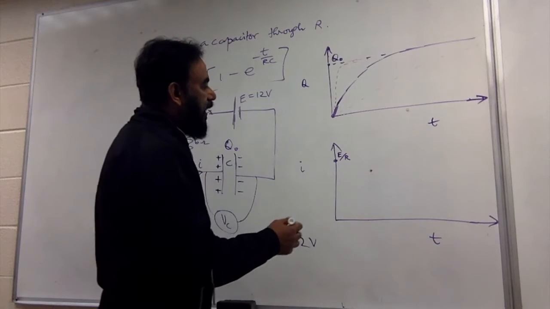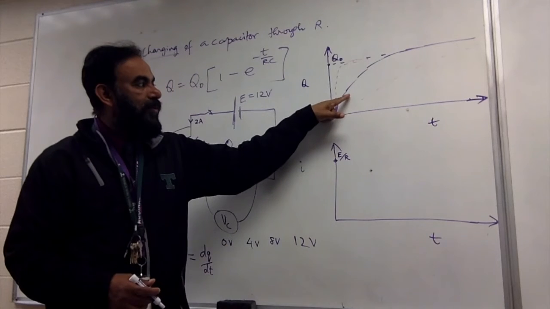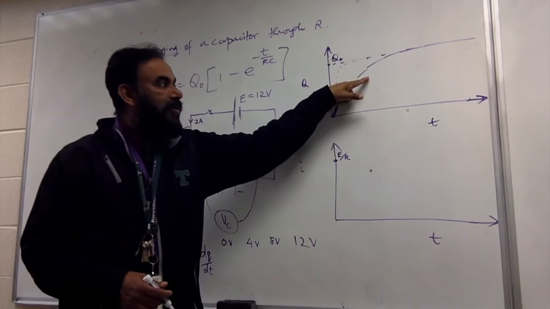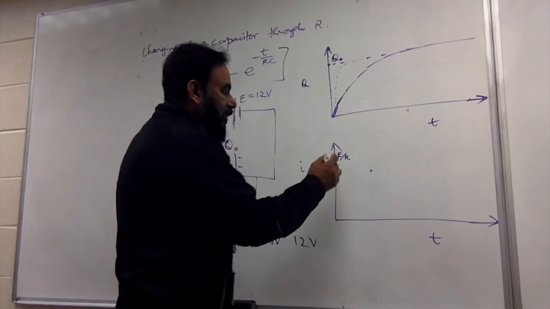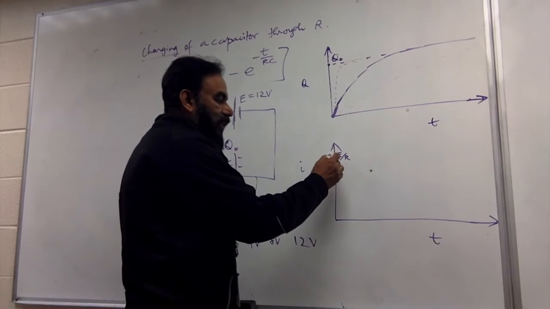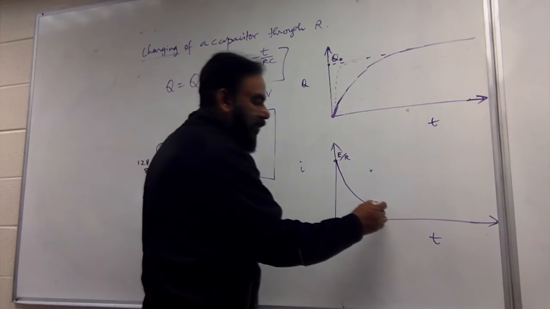And what happens to the highest current? What happens to this slope as time goes on? The slope gets smaller and smaller and smaller, and finally 0. The same thing happens here. The value gets smaller and smaller and smaller, and finally 0.